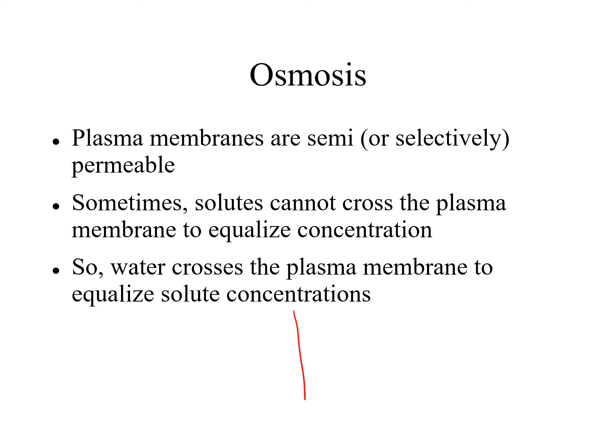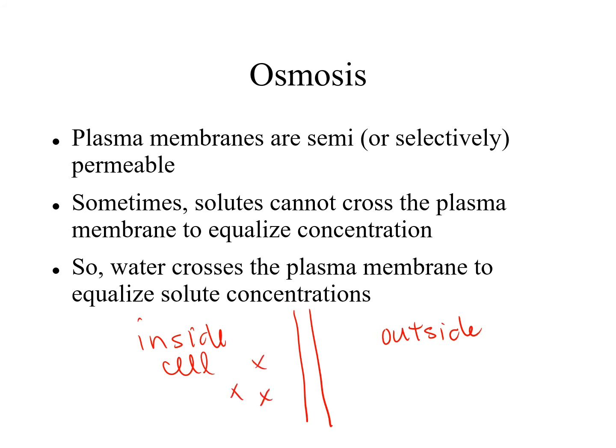What I'm drawing right now is a plasma membrane. This is outside the cell, and this portion here is inside the cell. Let's say that we have a molecule. We're just going to call it this X here. Right now I have an equal number on either side of my membrane, so there's no need for water to travel in any direction to equalize solute concentrations. Now, this solute cannot travel across the membrane with ease.